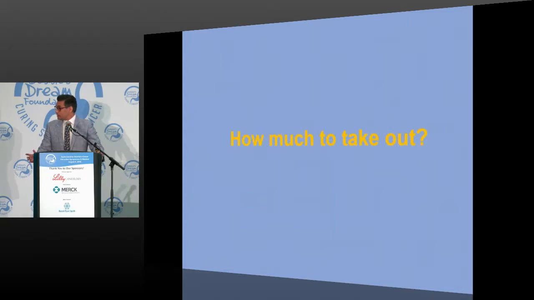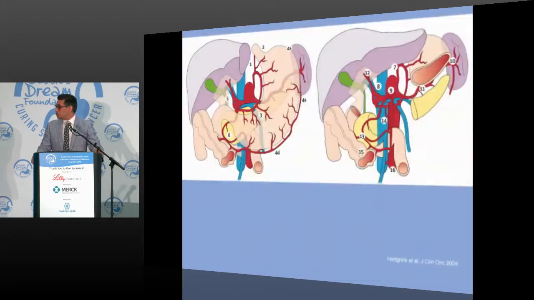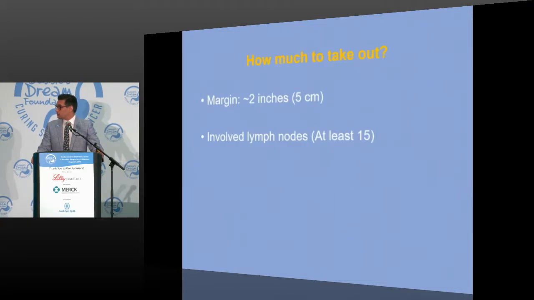The next question is, how much do you take out? And again, this goes back to what we're trying to achieve, which is removing the entire tumor with normal tissue around it. And because gastric adenocarcinoma has a tendency to send out little tentacles of tumor, we like to get at least 2 inches or 5 centimeters on either side of what looks grossly abnormal.